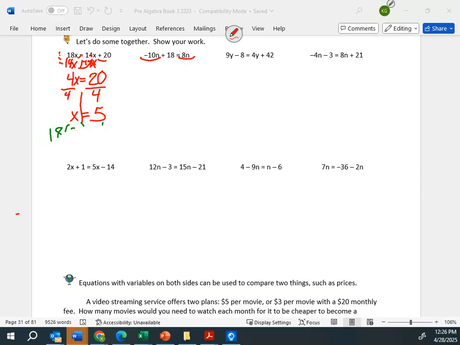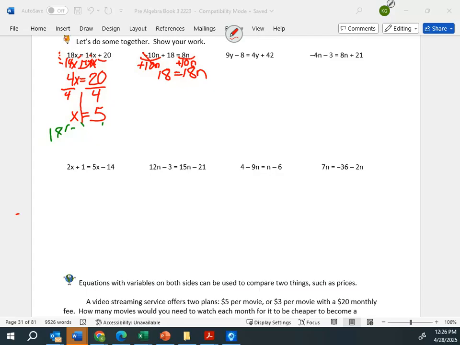So is it 8 minus 10? Well, I have negative 10n here. What's the opposite of negative 10n? Adding 10n. So I'm going to add 10n to this side. So negative 10n plus 10n zeroes out. I'm left with 18 equals 8 plus 10, which is 18n.